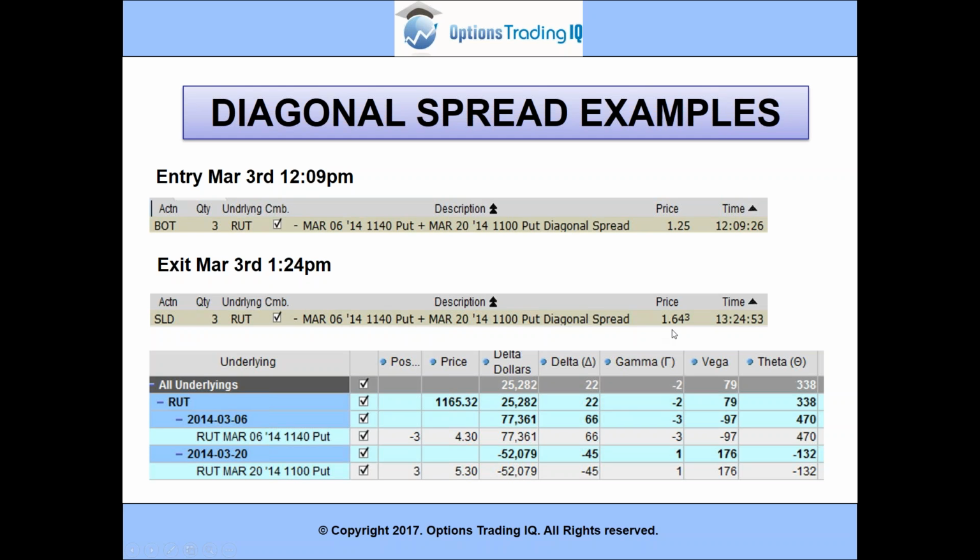Exited an hour and a half later for 164. So a little quick profit, about 40 cents times 3 contracts, about 120 bucks, in an hour and a half or so. Again, these sort of trades, sometimes you want to be able to be watching the trades pretty closely.